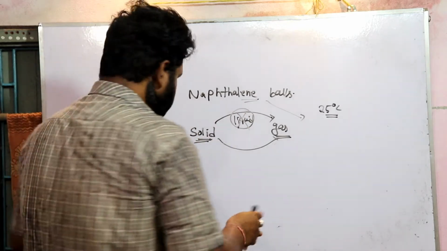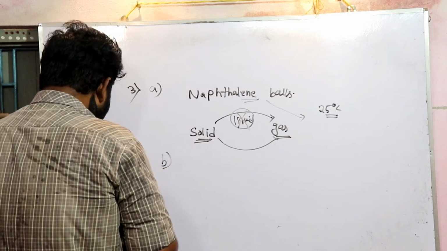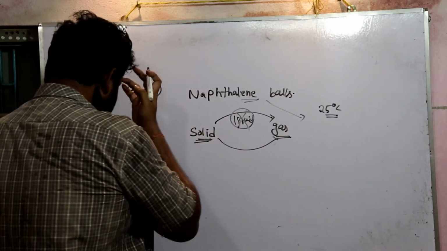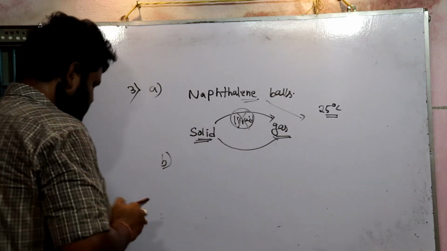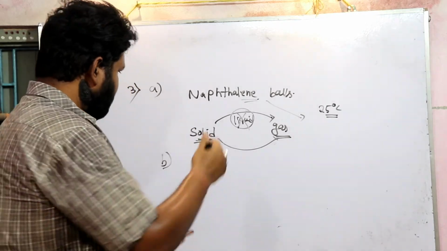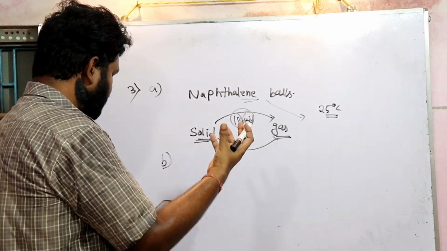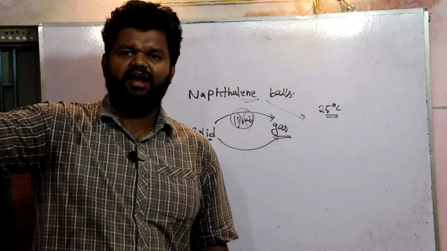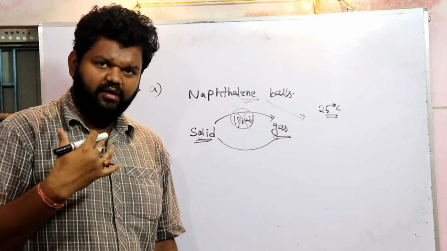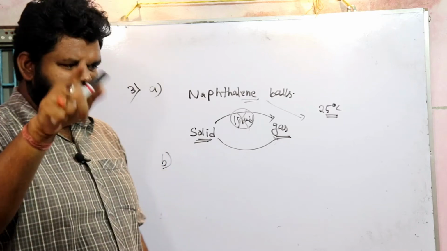Is it clear? So question number 3b, we can get the smell of perfume sitting several meters away. Yes, this is our real life application where you can get the smell of any perfume sitting several meters away. Now the question is why we are getting the smell when we are sitting several meters away from the source of the perfume. Okay, so just write it.